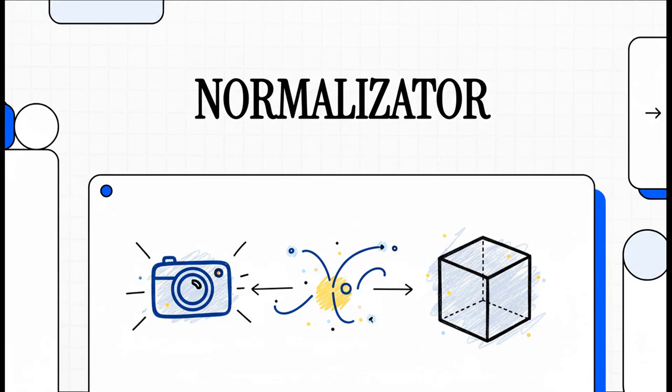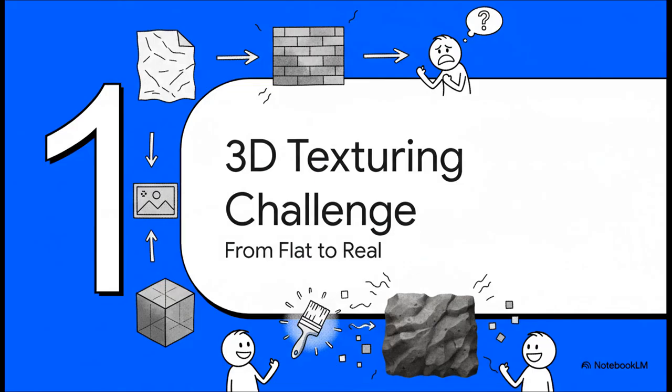All right, let's talk about a super handy tool for all you 3D artists and game devs out there. It's called Normalizator. And look, if you've ever pulled your hair out trying to turn a regular photo into a game-ready texture, you're going to want to stick around for this. Okay, let's just dive right in.